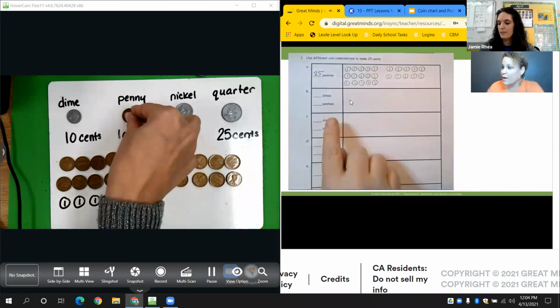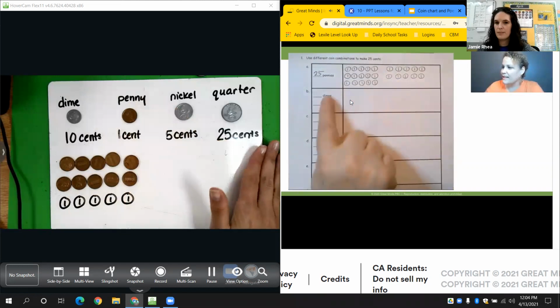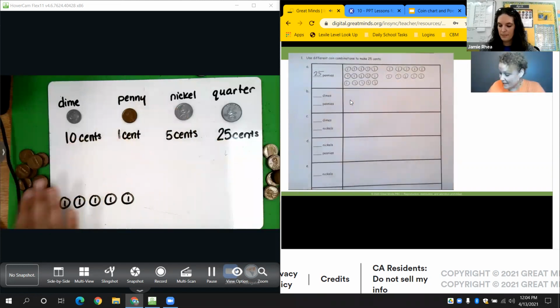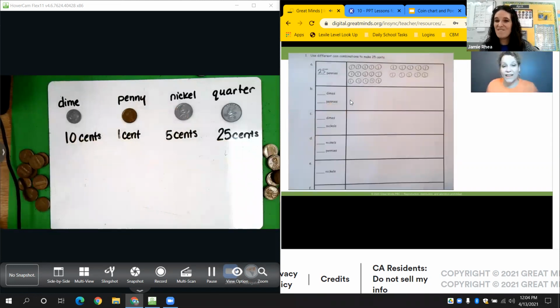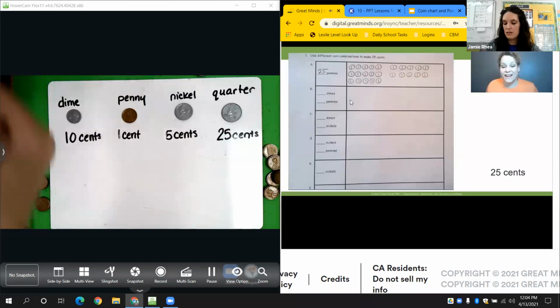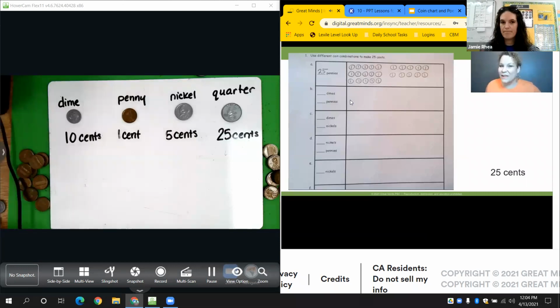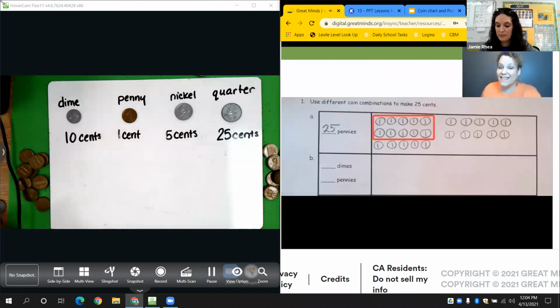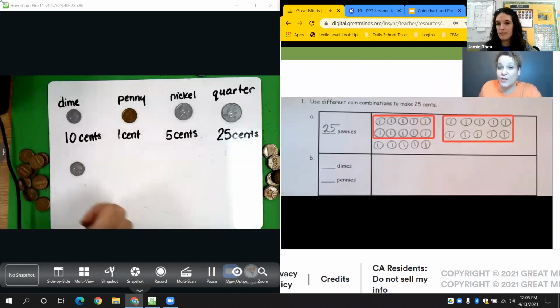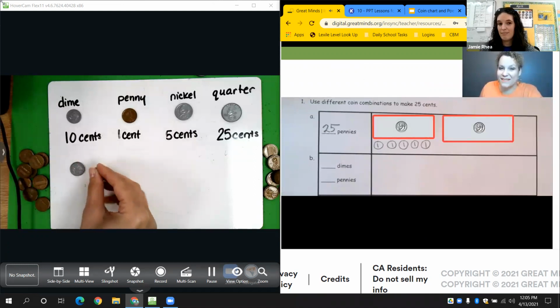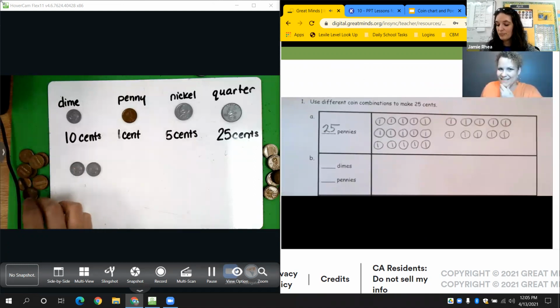Go down 1 row on your problem set. Now we get to use dimes and pennies. Okay, so we need to make 25 cents using dimes and pennies. What is one way to make 25? Tell a partner, or you can say it out loud to me. Well, I can look at 25 and say there's 2 10s and 5 ones, so I need 2 dimes and 5 pennies. We could trade 10 pennies for 1 dime, or we could trade 20 pennies for 2 dimes. We have some options.